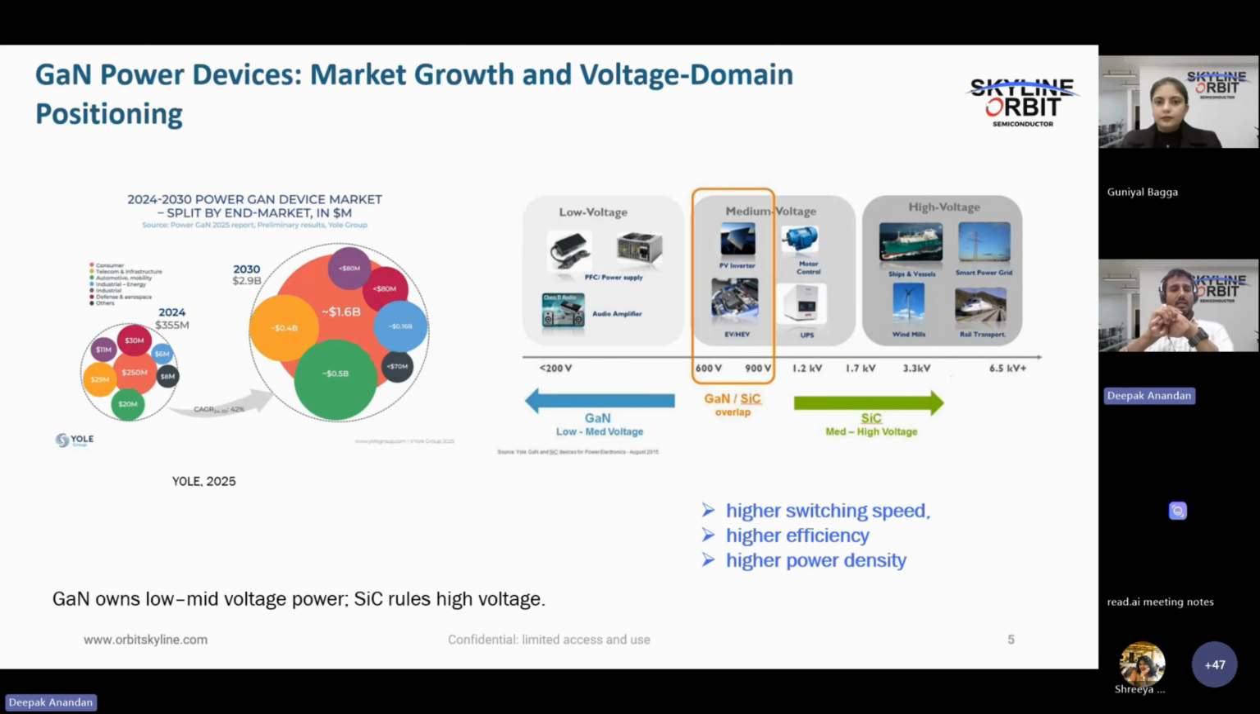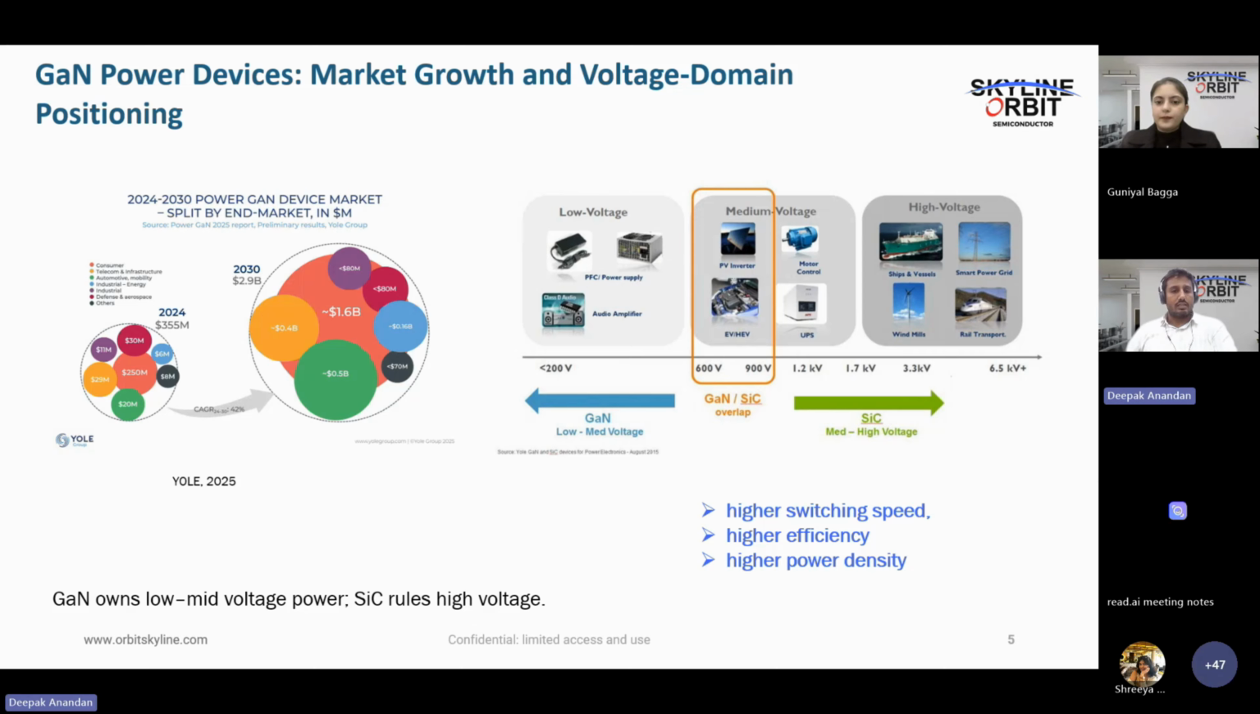Here we cannot say which is the dominant technology, because we have competition from silicon carbide as well as gallium nitride. So based on the application and the requirement, people are choosing either gallium nitride or silicon carbide. So we'll look into why gallium nitride is particularly important for the overlap region and mid voltage region.